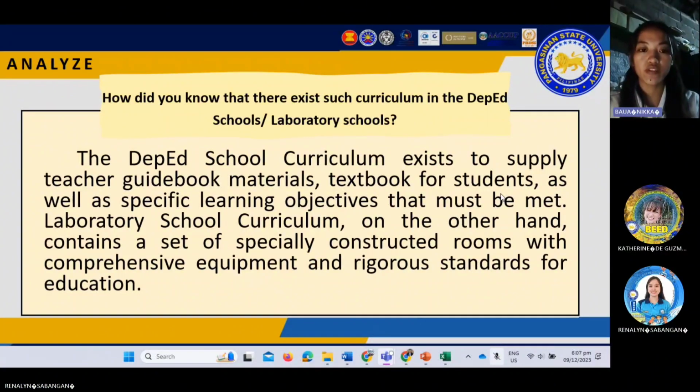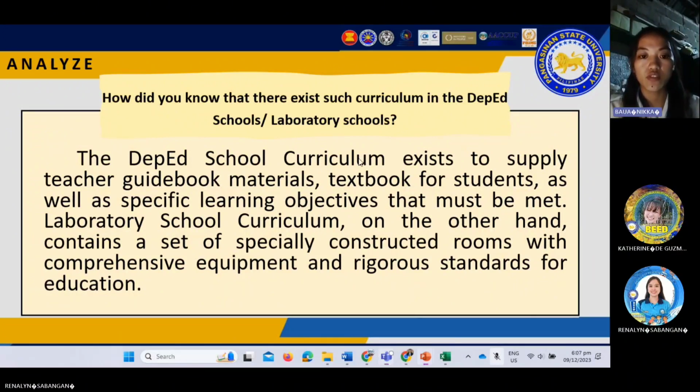So for this part, we have the analyze part. The question is, how did you know that there exists such curriculum in the DepEd schools or laboratory schools? The DepEd school curriculum exists to supply teacher guidebook materials, textbooks for students, as well as specific learning objectives that must be met. Laboratory school curriculum, on the other hand, contains a set of specially constructed rooms with comprehensive equipment and rigorous standards for education.